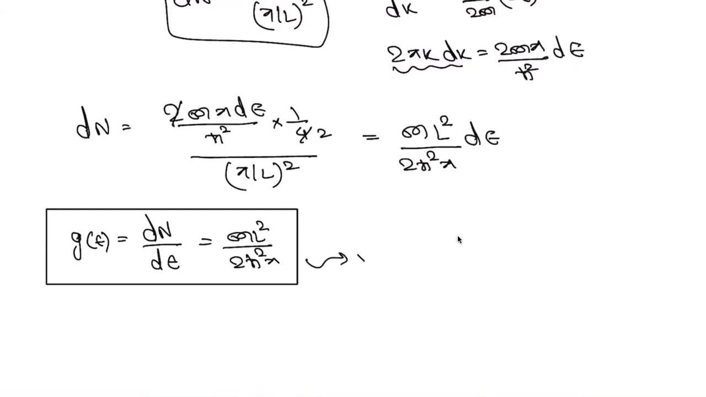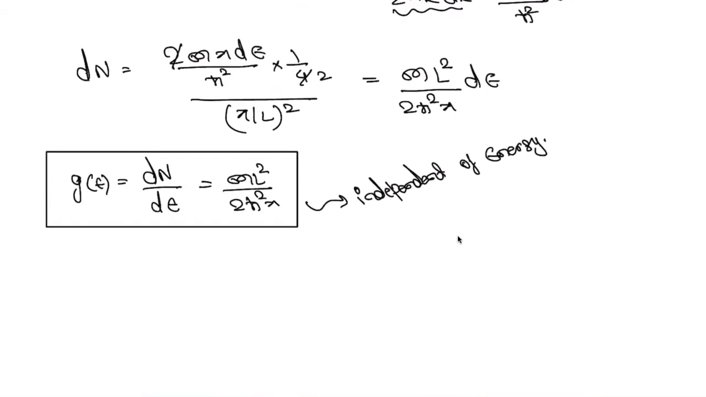This is basically independent of energy, which we have already discussed in the two-dimensional quantum well. It is used in diodes, lasers, all these things. So it is independent of the energy, which you need to prove here.